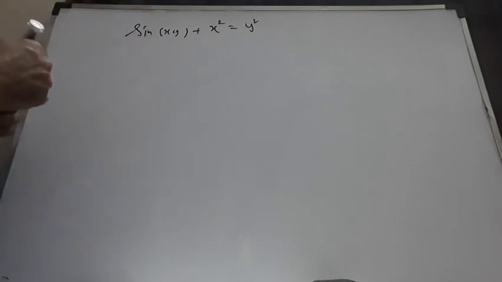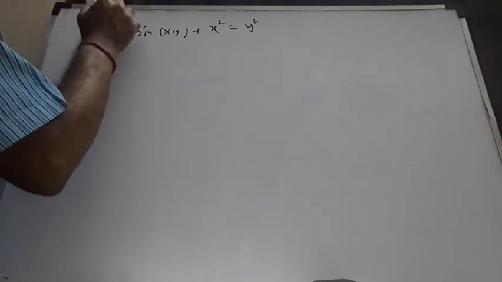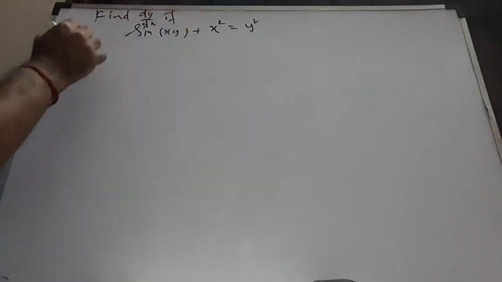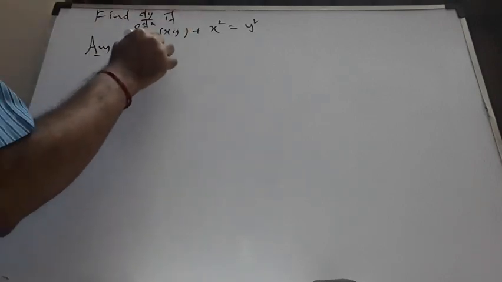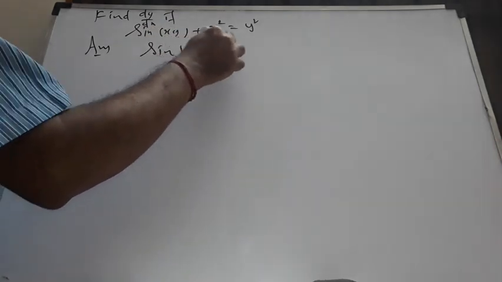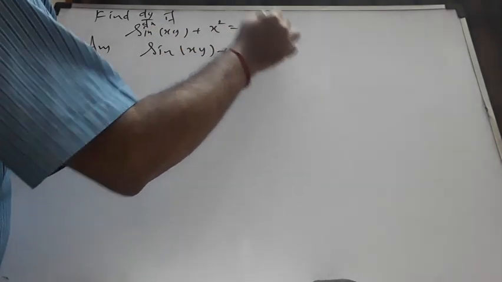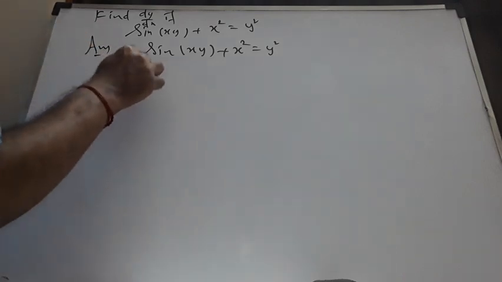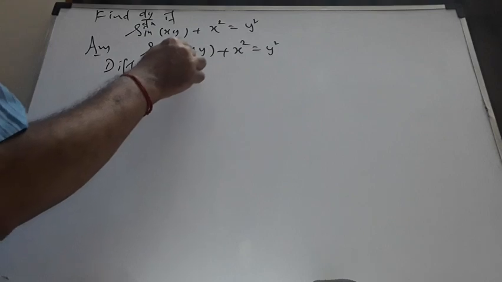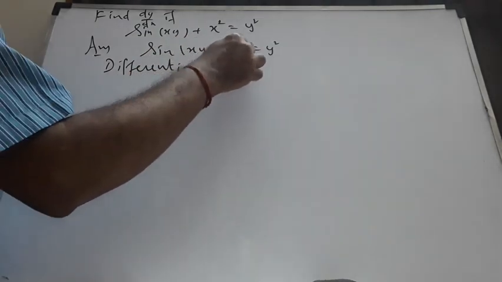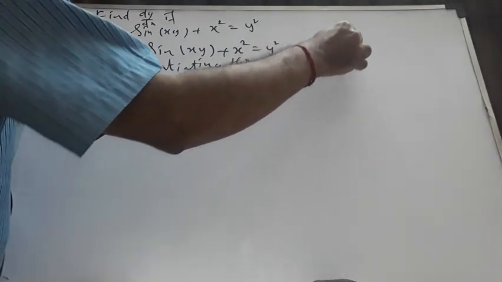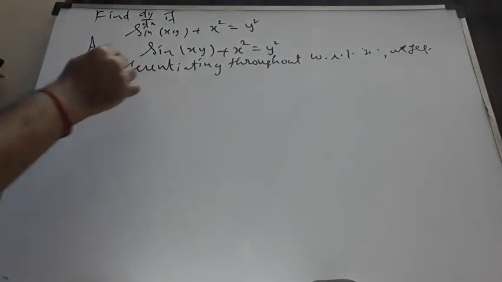Let me take the same example. Find dy by dx if sine of xy plus x square is equal to y square. Answer: just listen carefully. What I already told you, let me differentiate throughout with respect to x. What do I get?